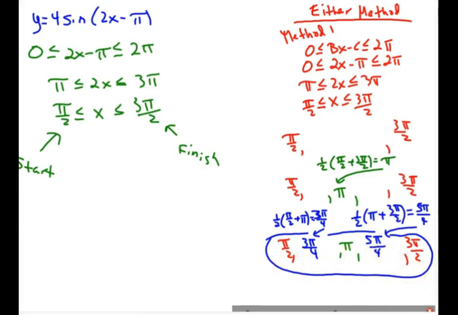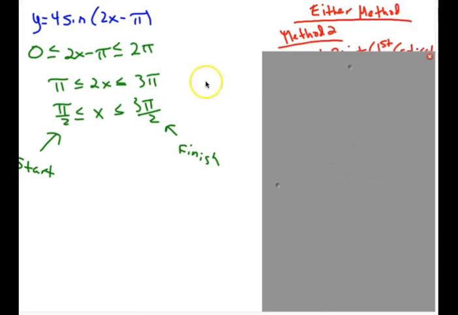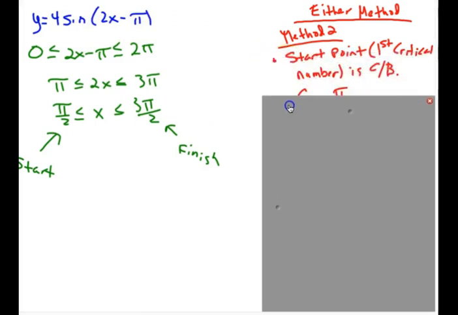And there are my 5 critical values. If I use method 2 for y equals 4 times the sine of 2x minus pi, then I'm going to start with my first critical value, which is c over b.